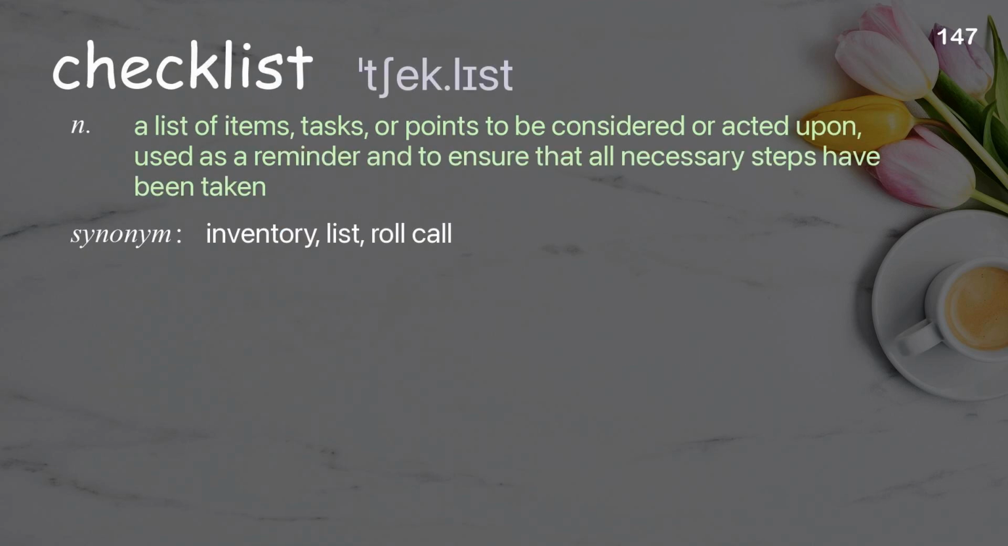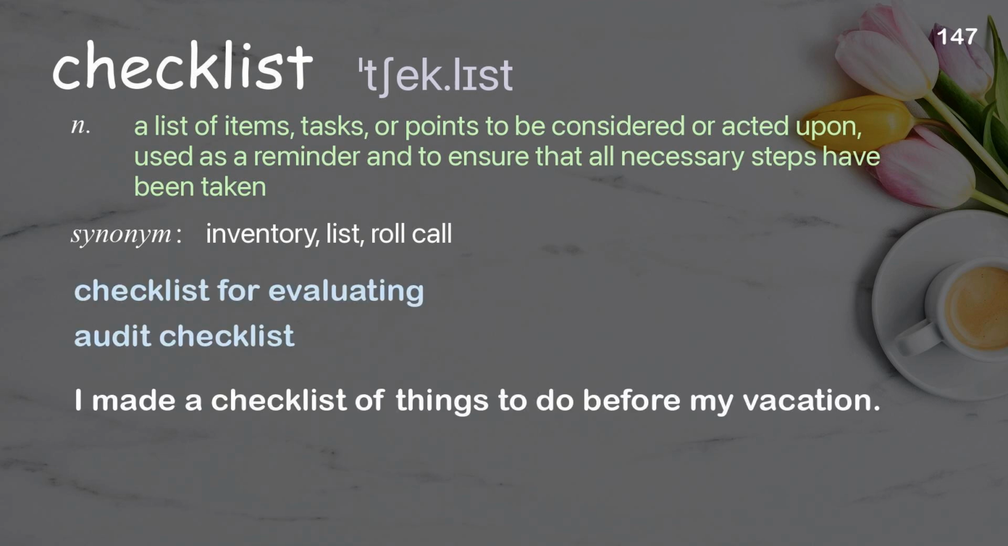Checklist. A list of items, tasks, or points to be considered or acted upon, used as a reminder and to ensure that all necessary steps have been taken. Examples: Checklist for evaluating. Audit checklist. I made a checklist of things to do before my vacation.